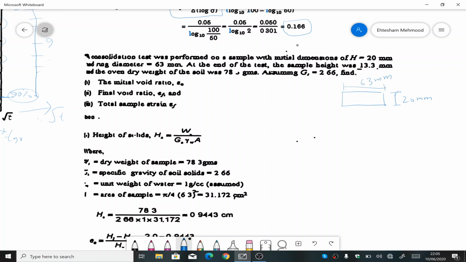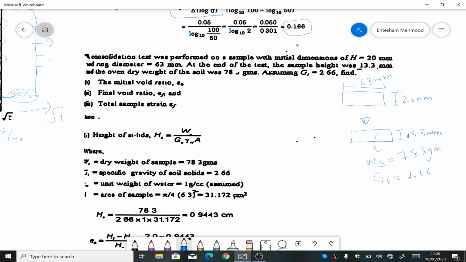At the end of the test, the sample height was reduced to 13.3 millimeter, and the oven dry weight of the soil was 783 grams. So Ws, the weight of dry soil solids, was 783 grams at the end of the test. We have to use Gs of 2.66.